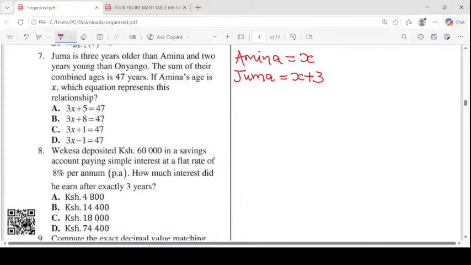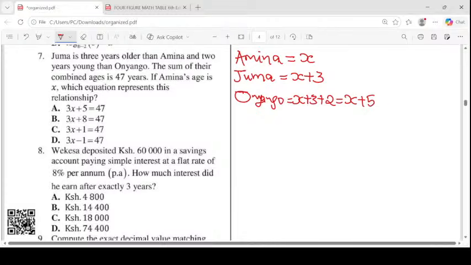And Juma is 2 years younger than Onyango, so Onyango is 2 years older than Juma. To get the age of Onyango, I'll take Juma's age, x plus 3, plus 2. So Onyango's age is x plus 5.